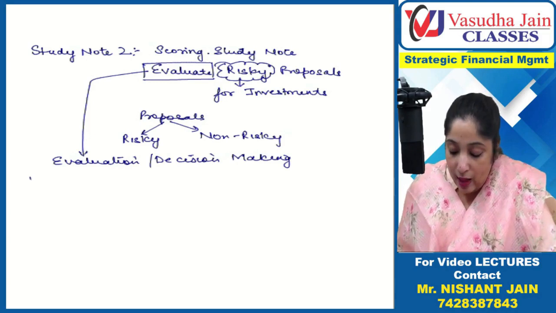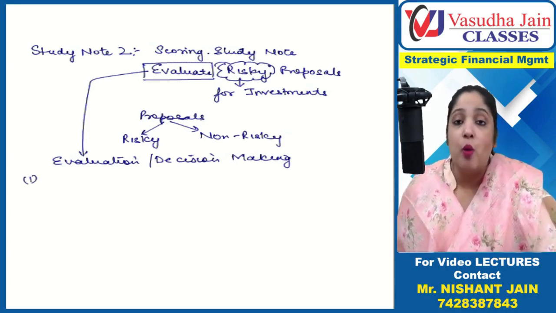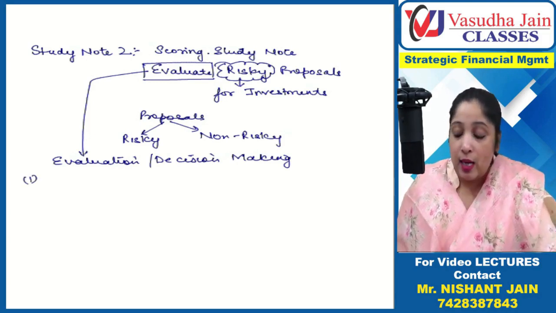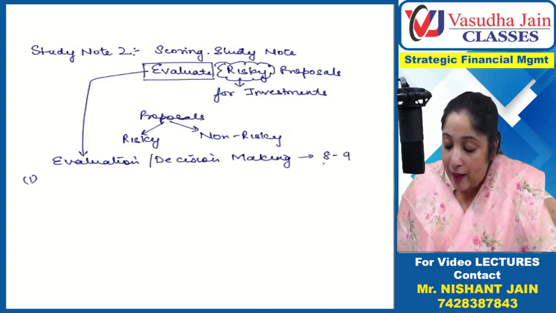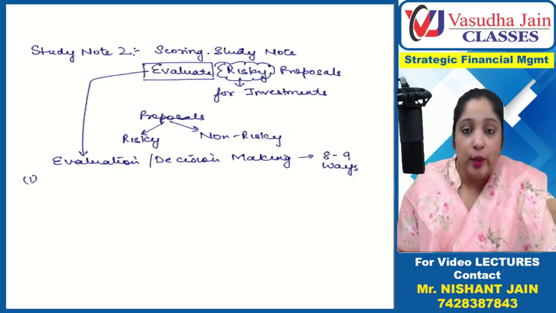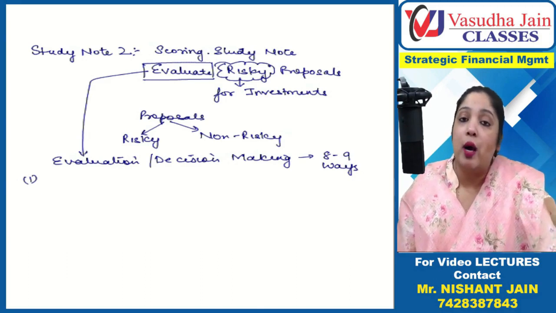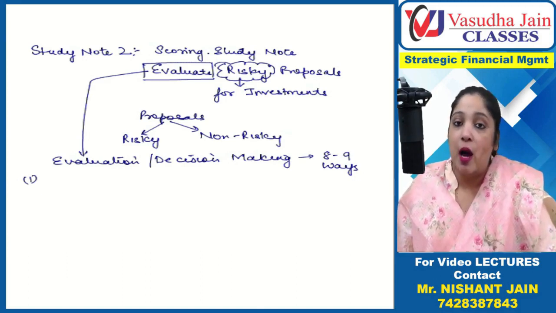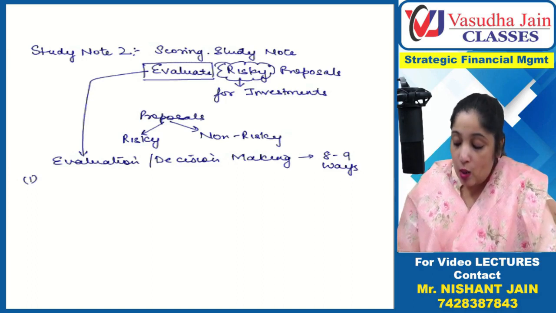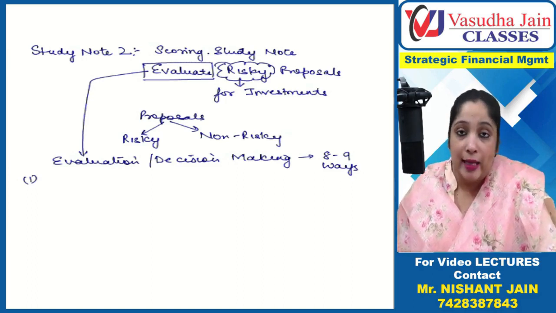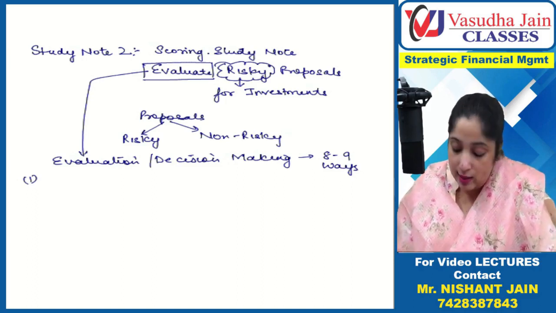So for that we are going to learn various methods of how we evaluate the risky proposals. There are going to be 8 to 9 ways how we can evaluate or take a decision whether we should go ahead with the risky proposal for our investment or not. Now what are the 8 to 9 methods or ways that we have to learn in this chapter?